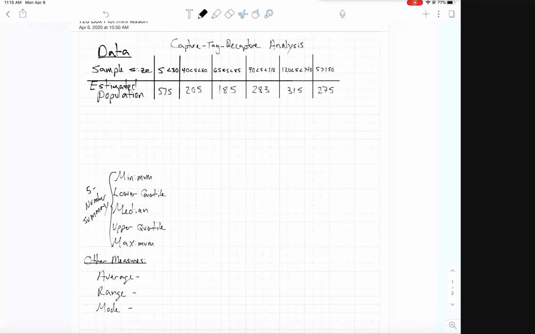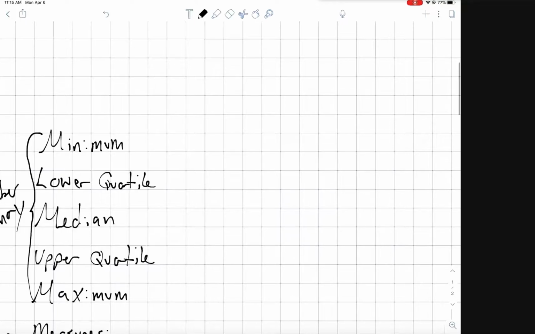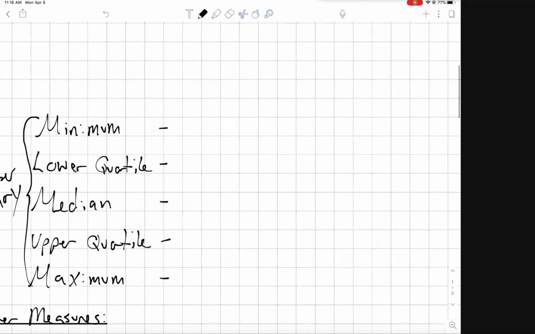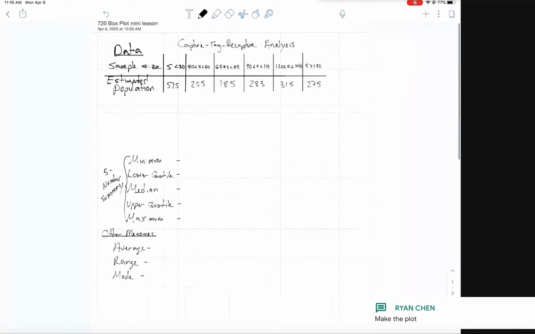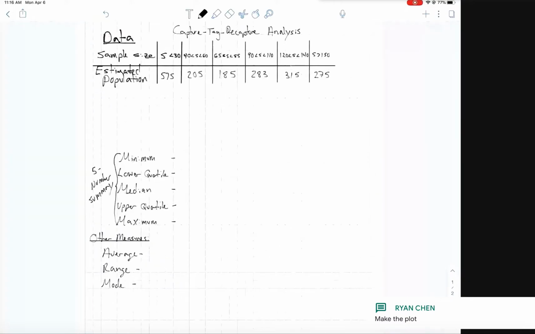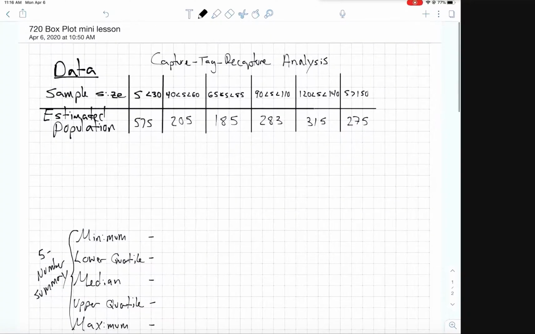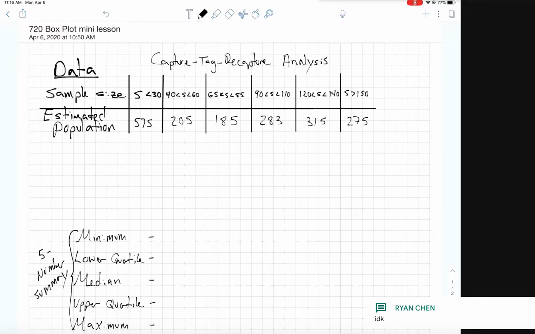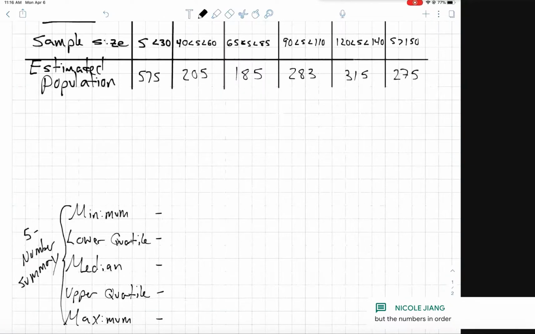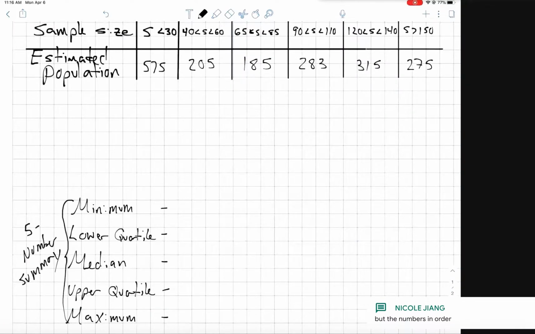Okay, now what should we be doing next? We know what we need to look for. How do we find it all? How do we find the minimum, lower quartile, median, upper quartile, maximum? Wait, the sample size or the estimated population? The estimated population. That's the data we're looking at. Put the numbers in order. Okay, Nicole's saying to put the numbers in order. So I'll do that over here.